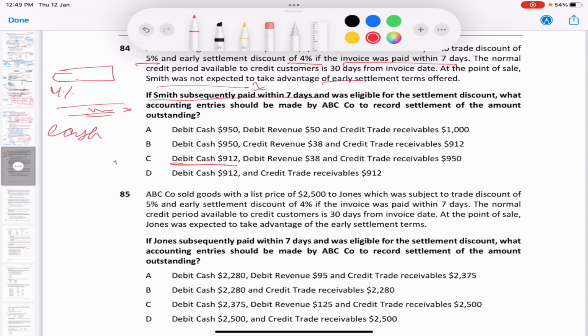So debit cash, and since basically it's a loss to the business, we are debiting revenues, it will get deducted from my revenue. Credit trade receivables 950, because initially my invoice was of 950. Why? I have only deducted the trade discount. When I prepared the invoice, I thought that this person will not take the benefit of the cash discount, but he still did. So my answer is going to be C.